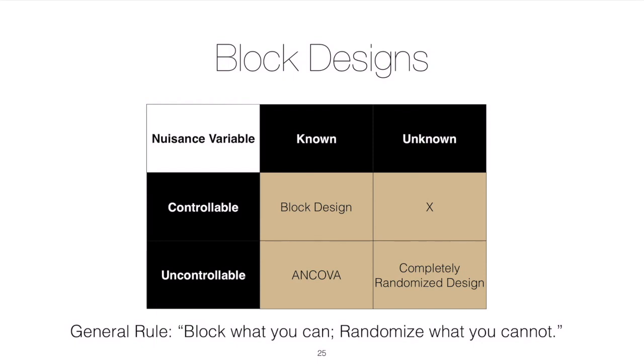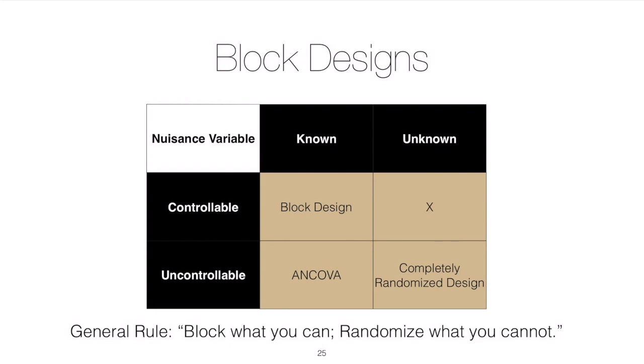If the nuisance variable in question is known and controllable, then we should measure it and use it as a blocking factor. So in the previous example, social media platform was one such variable, right? We didn't care about social media platform explicitly, except that we thought that there might be variation across platforms. And so it's a known variable. It's something that we can control, and so we should block for it.